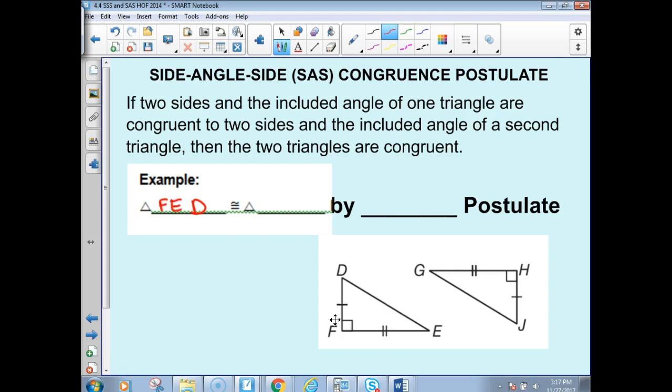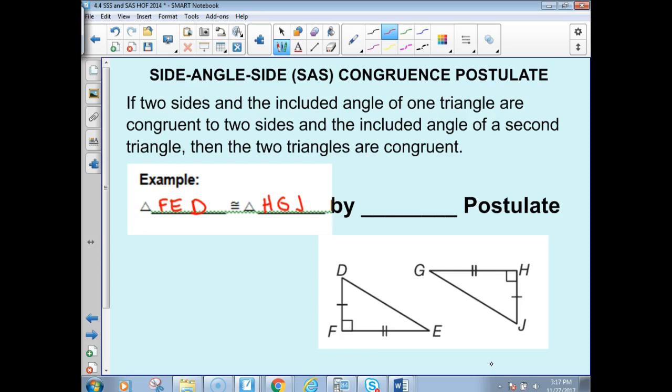Okay, if I start with F, go to the other figure, what would match up with F? Yes, okay, so I know it starts with H. We went F and then we went across the double marked side to E. So I want to imitate that on the other figure. H, go along the double marked side like we did here, F to E would be H to G, and then finally J.